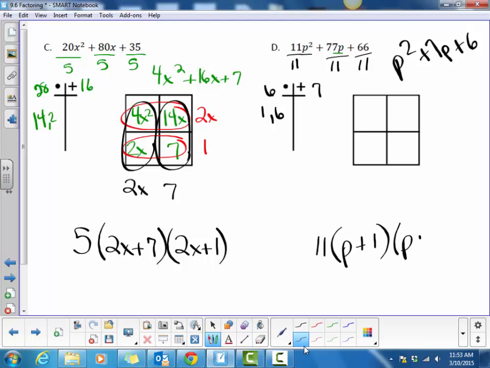times p plus 6. Now I know that your homework has a couple that look kind of scary, but once you take out the greatest common factor, you're going to find out that a is in fact 1. Okay, so use that cheat. Good job.